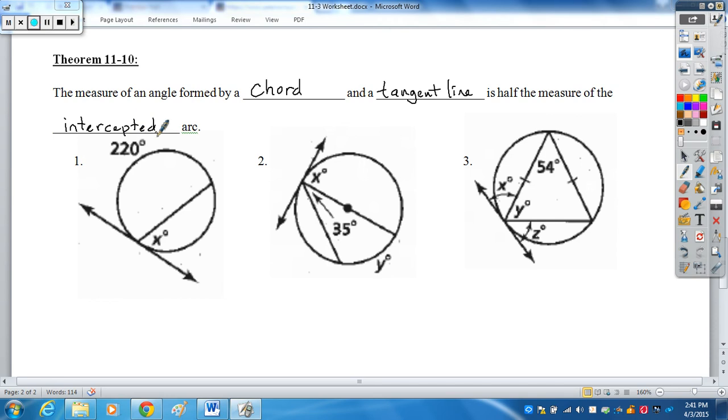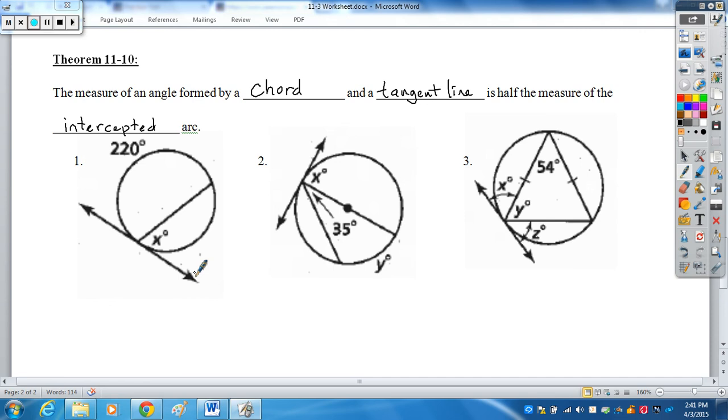Okay, half the intercepted arc. All right, and so for number one, if we go down there and apply this concept there, you notice that we've got a chord right here, and we've got a tangent line. And so there's several different ways you can figure out the measure of x.